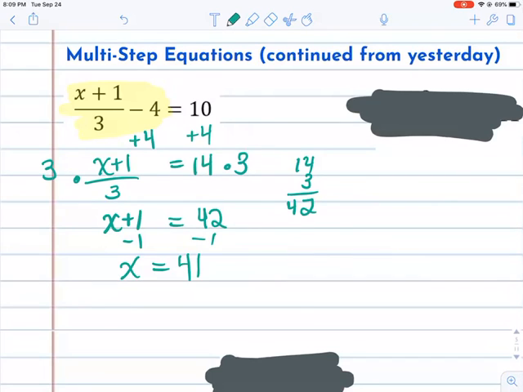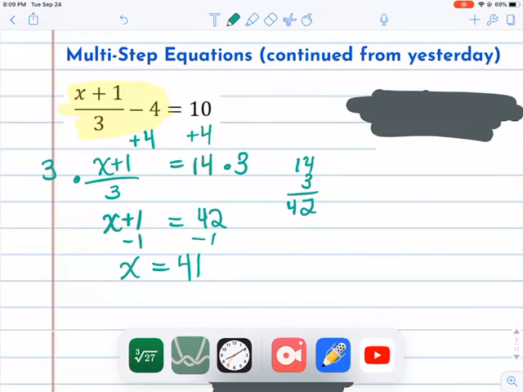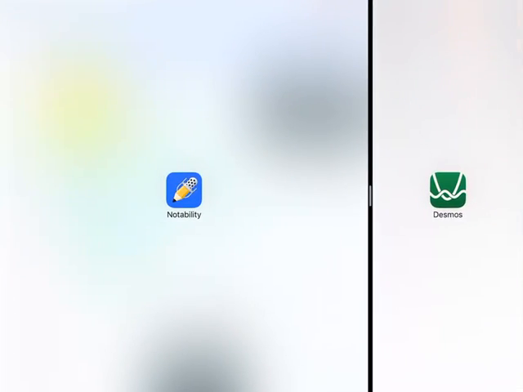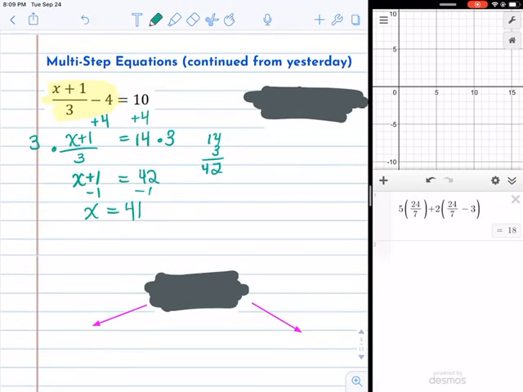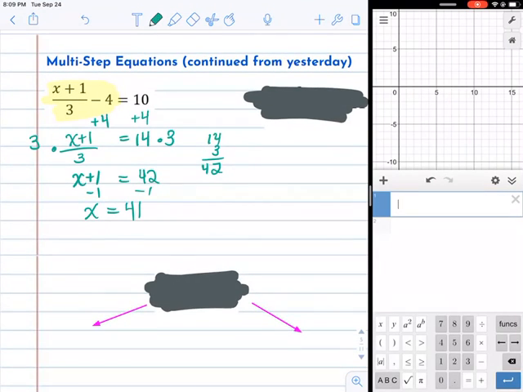equals 41. And the way that you go about checking it is you can just substitute the 41 in. So you would do 41, let me see if I can do this on here. Sometimes highlighting on Desmos is a little tricky. 41 plus 1. It's not going to let me do it. I'll just put parentheses around it. That way it knows to put it in the numerator. Divided by 3 minus 4, and there it is, 10. So you can check it to make sure that it works out.